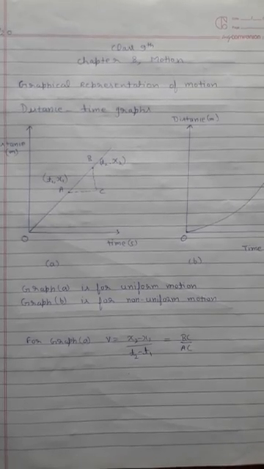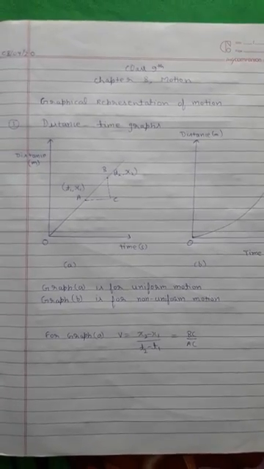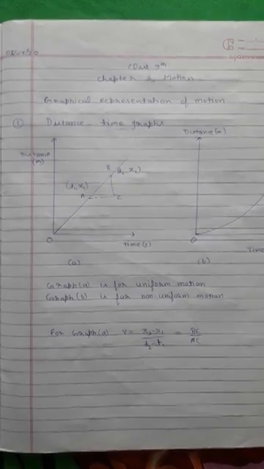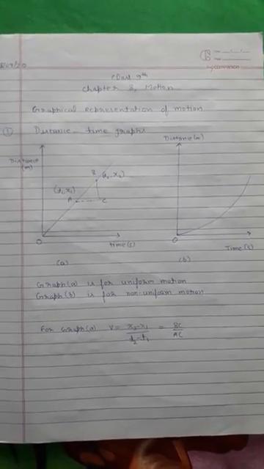Good morning, class 9th students. Today we are going to discuss chapter 8, which is motion. We will now discuss graphical representation of motion. The first graph is the distance-time graph. Here I have shown you two graphs.